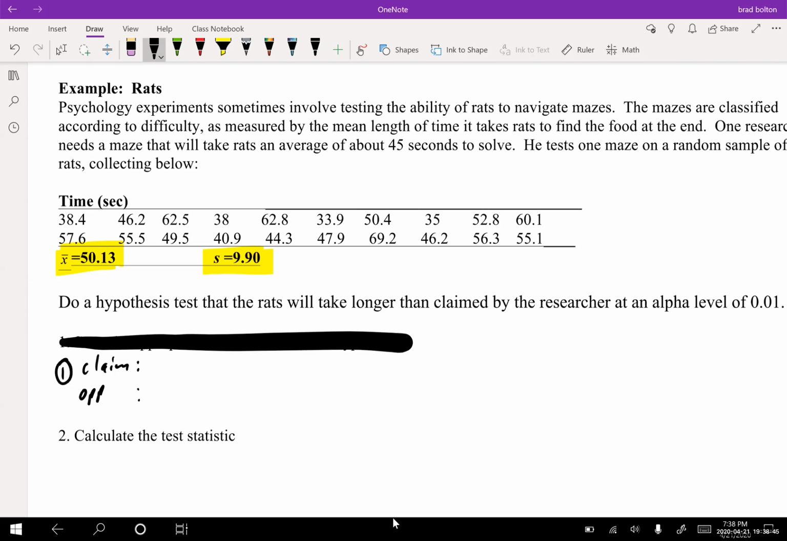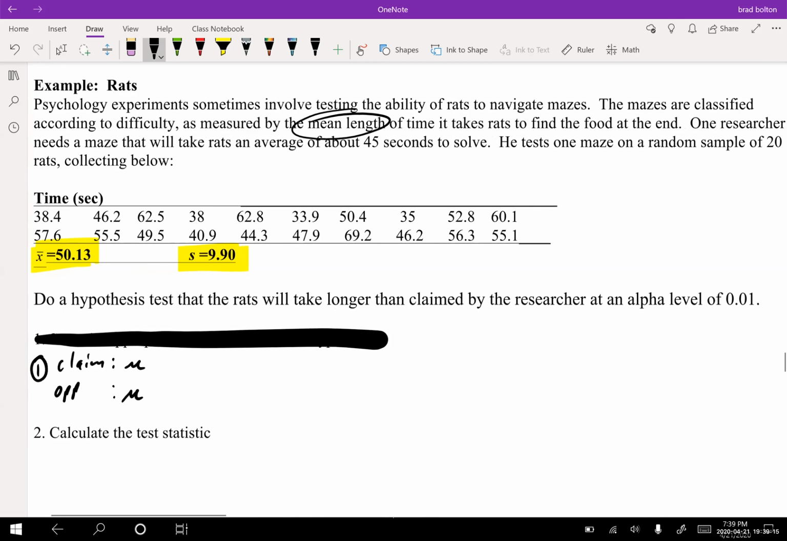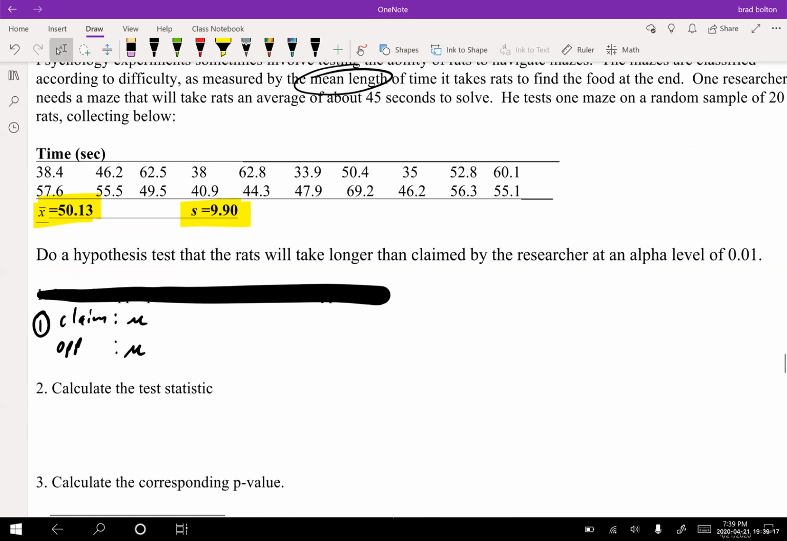So it says psychology experiments sometimes involve testing the ability of rats to navigate mazes. The mazes are classified according to difficulty, as measured by the mean length of time it takes rats to find food at the end. So the mean length of time. So boom, I already know this is probably a mu problem, so I'm going to write down mu, okay? And it says one researcher needs a maze that will take rats an average of about 45 seconds to solve. He tests one maze at random on a random sample of 20 rats, collecting the below data, okay?